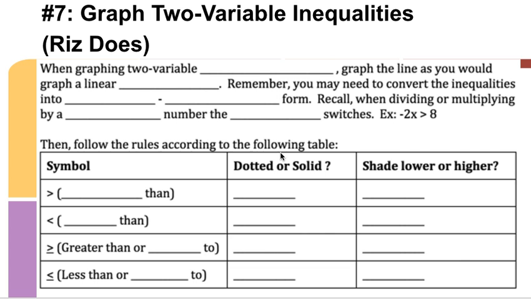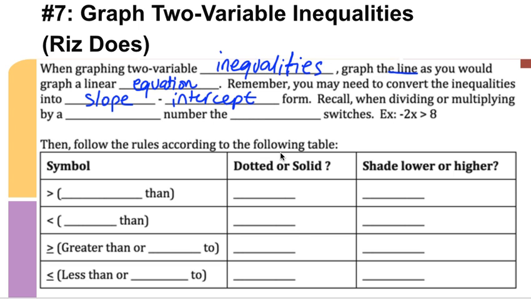When graphing two variable inequalities, graph the line as you would graph a linear equation. So the very basics of the graphing are the same. Remember, you may need to convert the inequalities into slope intercept form. So remember that's like y equals mx plus b.